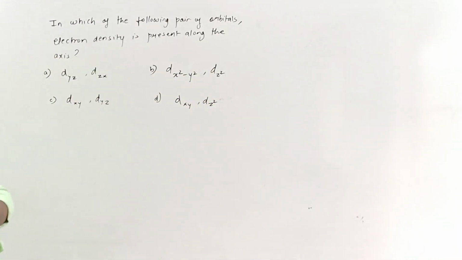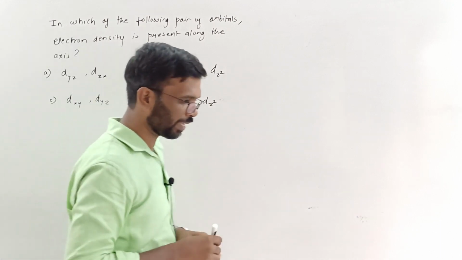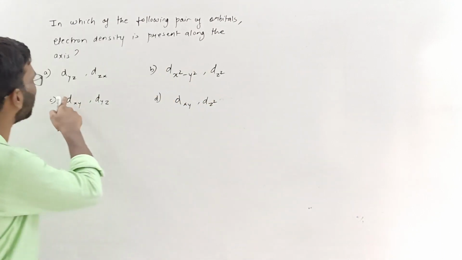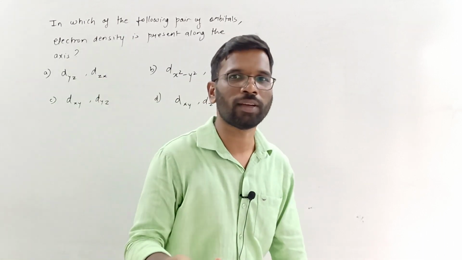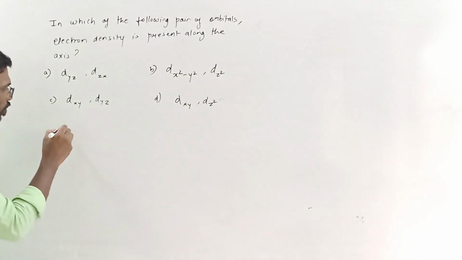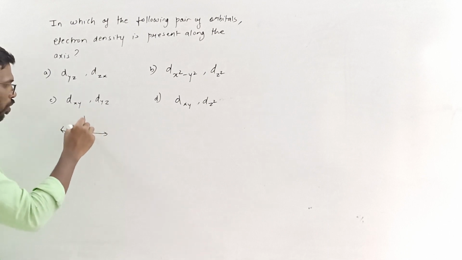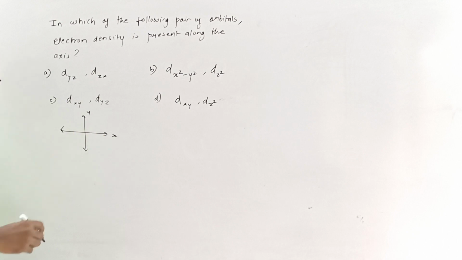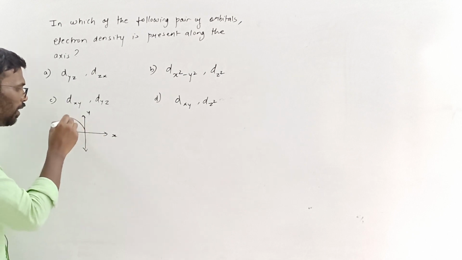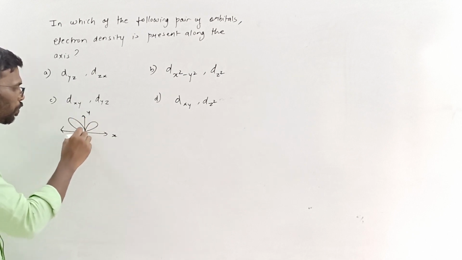So the question is, in which of the following pairs of orbitals is electron density present along the axis? Let's understand how the dxy, dyz, dzx, dx square y square, and dz square orbitals look. When we say dxy orbital, it is a d orbital having 4 lobes. This is the x-axis, this is the y-axis. So this is the dxy orbital.